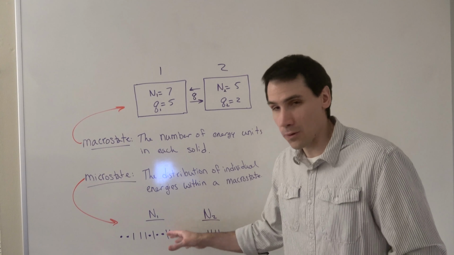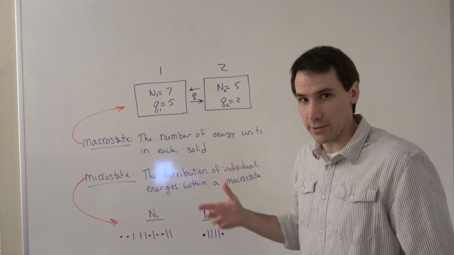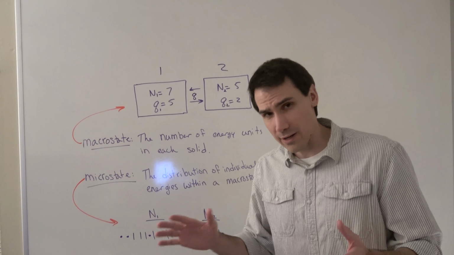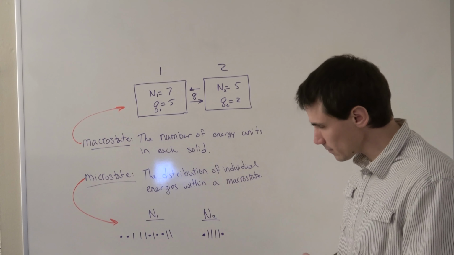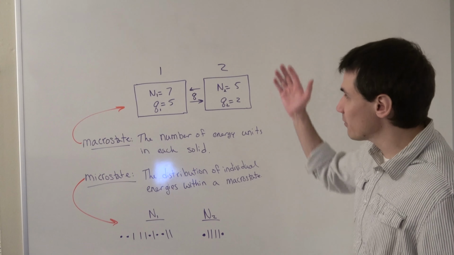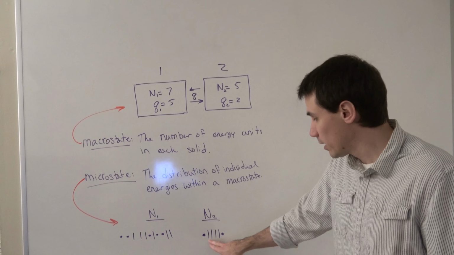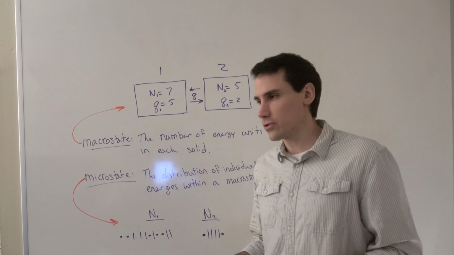The number of total microstates in this macrostate is a huge number, which we'll calculate. So in general, we're not going to want to write out every possible microstate because it would take forever. But that's an example of one. And for N2, I also have a microstate here where the first atom has a unit of energy, 4 atoms have no units of energy, and then the last atom has a unit of energy.